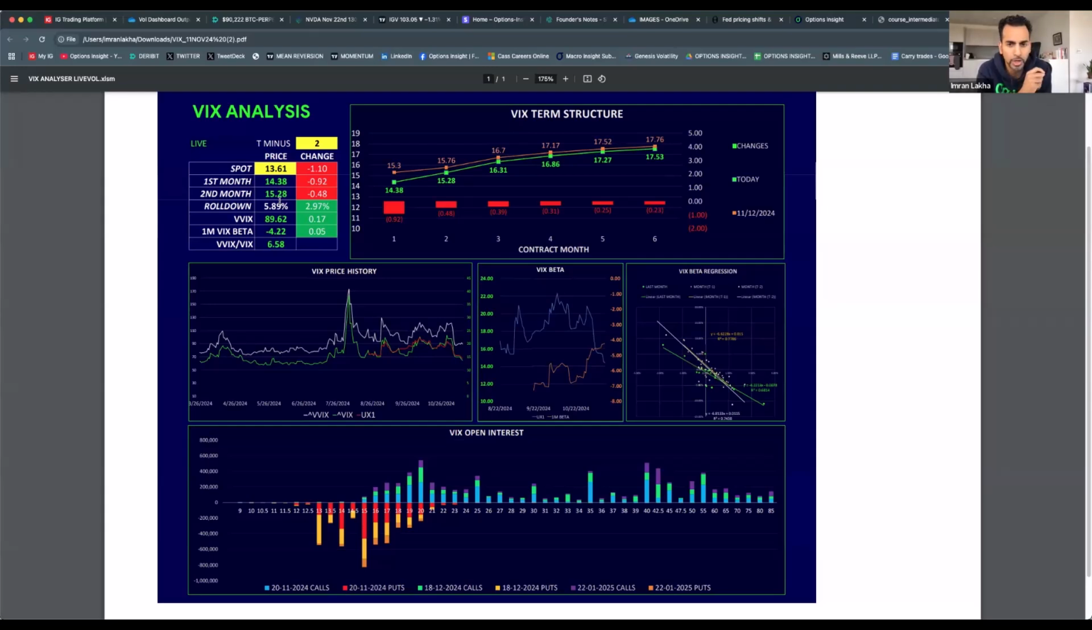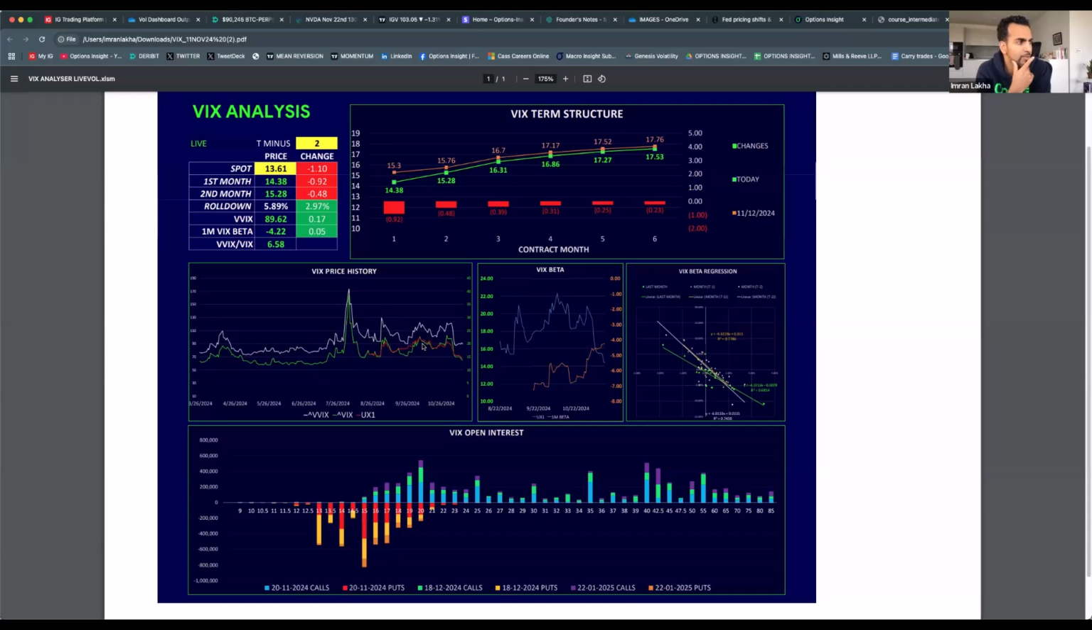VVIX obviously is our implied vol of VIX options. So on the plot, I've got the VVIX, the VIX, and the front month contract here, so you can see how they move. Often the VVIX acts as a bit of a lead indicator for the VIX. So we do often see when VVIX catches a bid and VIX hasn't moved, the VIX then does move later to catch up. So there's almost like a bit of a lead there on VVIX.